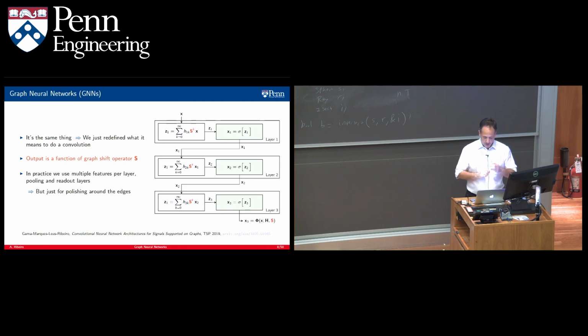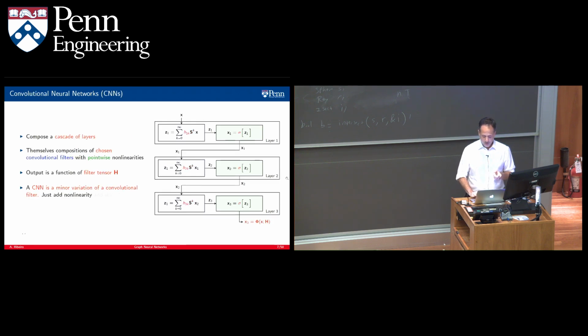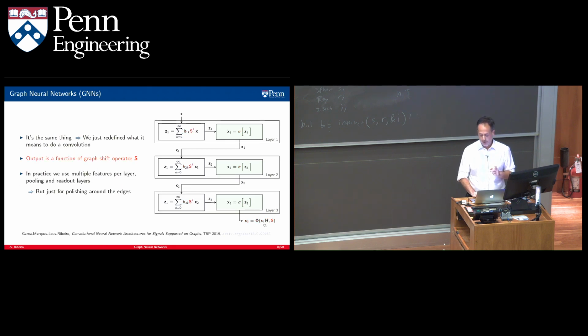I should also emphasize here, because this will be very important later on, that in the case of the regular convolution, this output is a function of the tensor and the input. In the case of the graph neural network, it's a function of the tensor and the input, but it is also a function of the particular graph in which you are executing things.